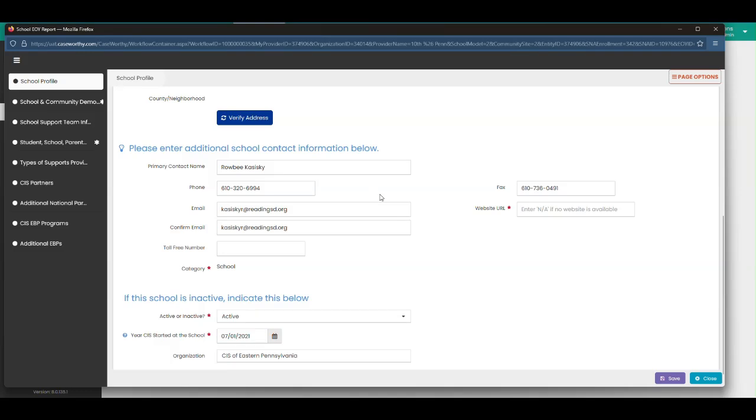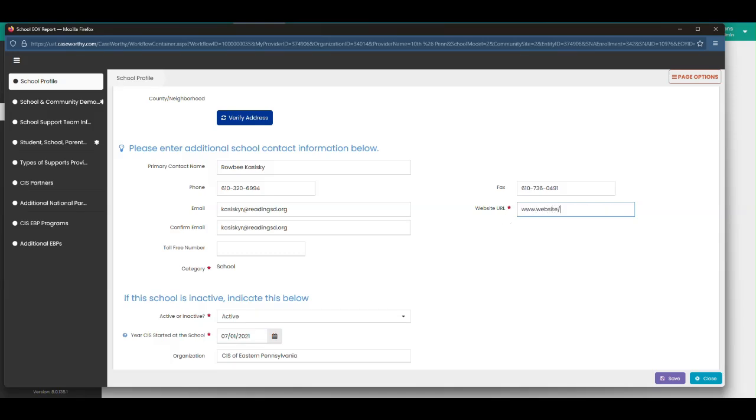Your principal's name should be in the primary contact. So if you've had a change in your principal, please go ahead and update that or let us know and we'll update it. And then there will be the website URL. So if it's empty here, you will have an opportunity to enter the website URL later in the workflow. But if we've already added one in here, just make sure it's correct.